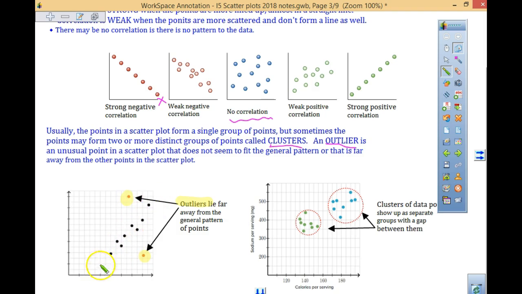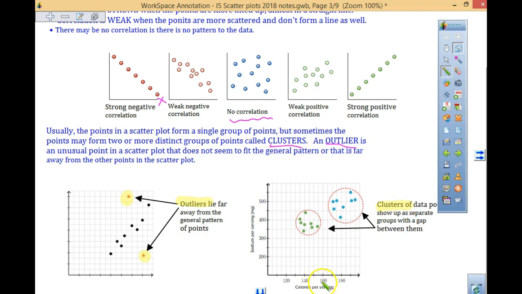This data looks really strong linear except for these 2 points. So sometimes outliers are going to affect it. Sometimes we're going to include them in our data, other times not. Then when we're looking at clusters, that is just when we group the data. So there's 2 kind of distinct groups as we look at this. This one would be positive, but it would be a weak positive correlation, right?